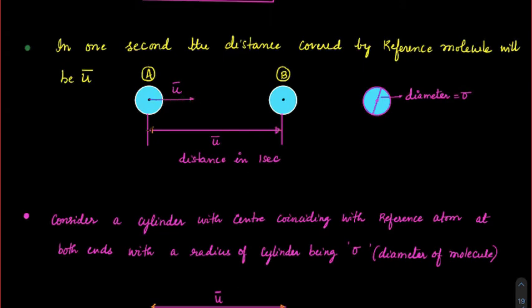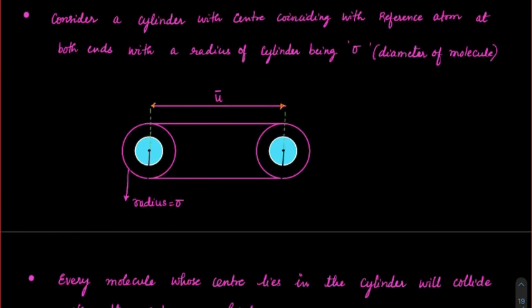Let me define the diameter. This is also called the collision diameter. This is a bigger sigma. There are two types of sigma. One is the smaller sigma, which you are aware of. This is a bigger sigma. So let me define the diameter of every particle as sigma. In 1 second, it is covering a distance of u bar. Now consider the next point.